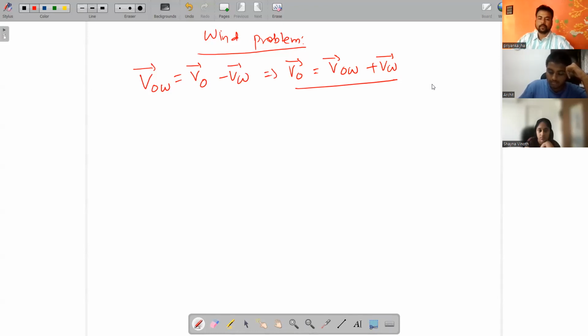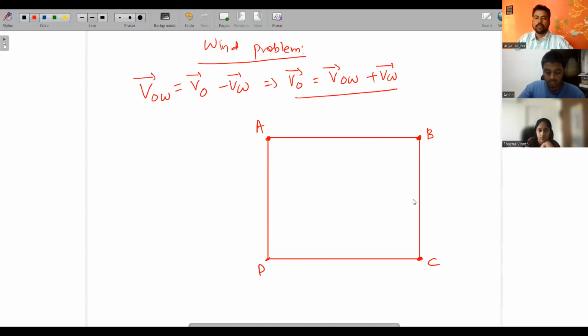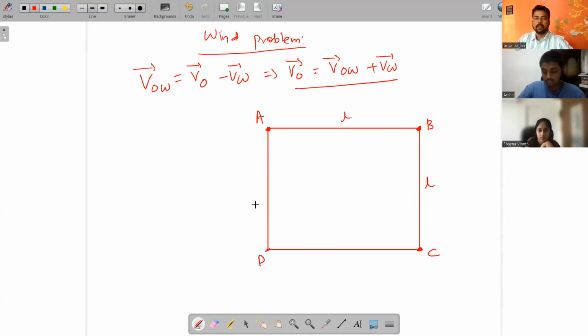The question says that suppose there are four towns like this: town A, town B, town C, town D, situated like a square. This is a square whose sides are L, L, L, and L.